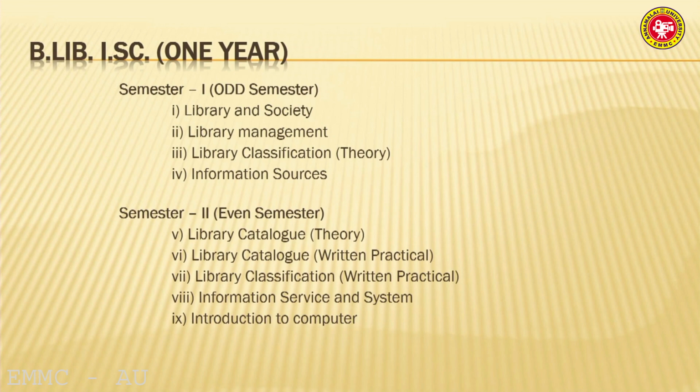Then B.Lib. Information Science, a 1 year program. In the same way, the B.Lib. Information Science is also divided into two semesters. In the first semester: Library and Society, Library Management, Library Classification Theory, and Information Sources. The four papers are covered by the first semester. In the second semester, that is the even semester: Library Catalog Theory, Library Catalog written practical, Library Classification written practical, Information Service and System. The last one is Introduction to Computer.